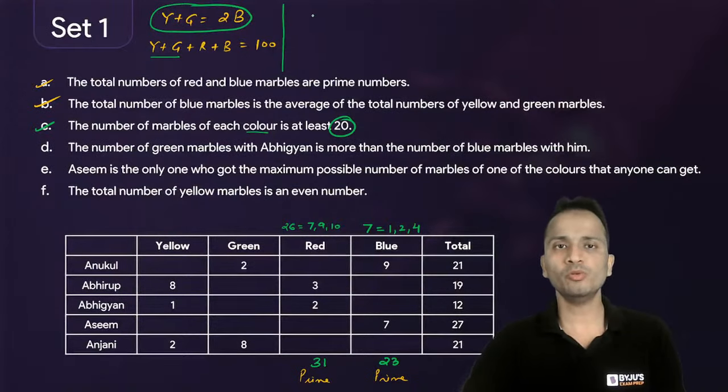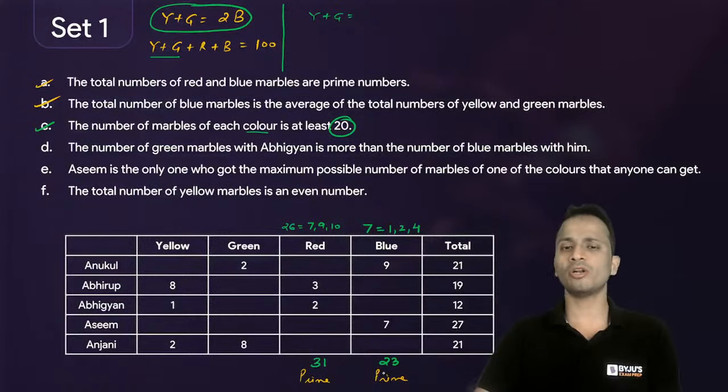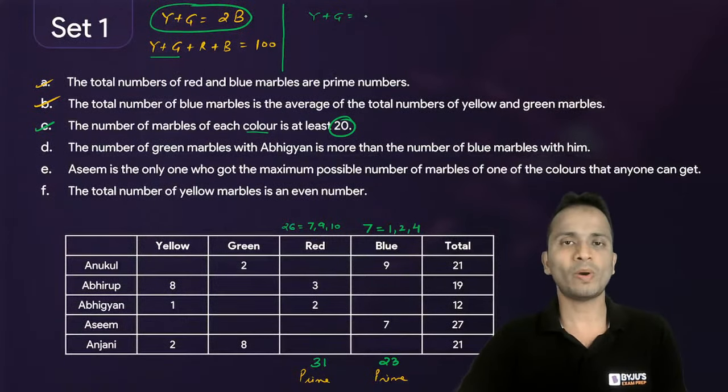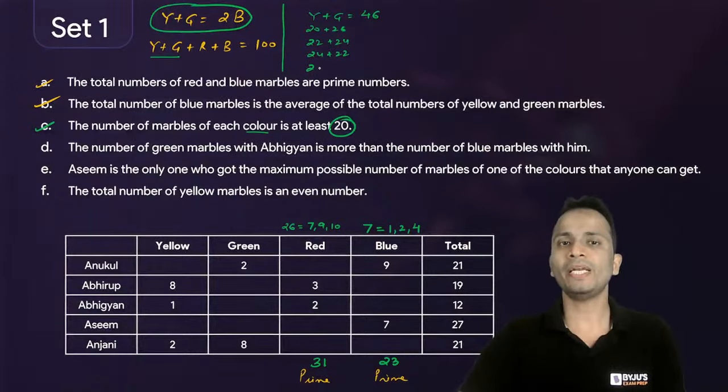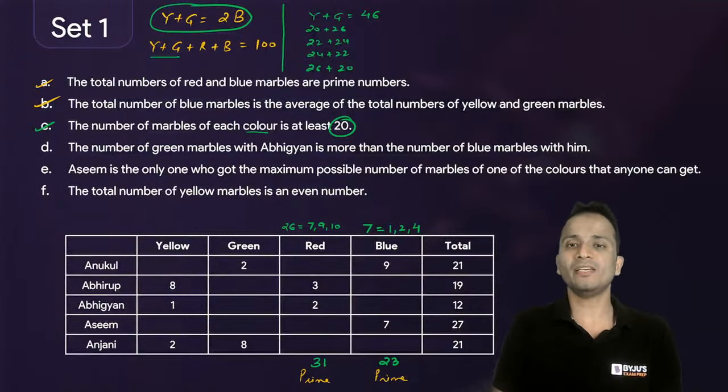Now y plus g is 2 blue. So yellow plus green is twice of blue. Blue is already 23. So twice of 23 is 46. Okay. Now number of marbles of each color is at least 20. So अब possibilities क्या क्या हो सकती हैं? 20 plus 26, 22 plus 24, 24 plus 22, 26 plus 20. So these can be the four possibilities for yellow plus green, yellow and green.